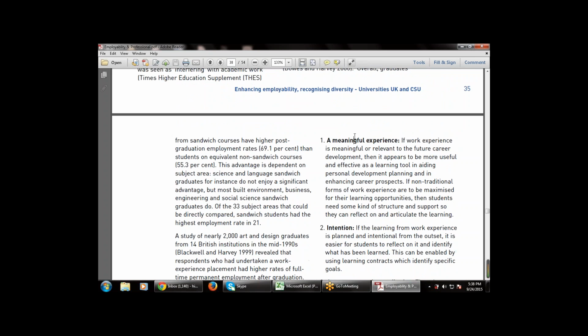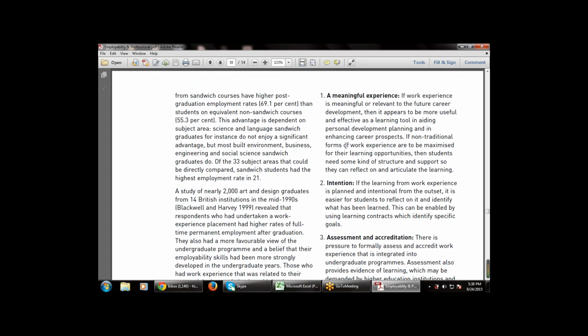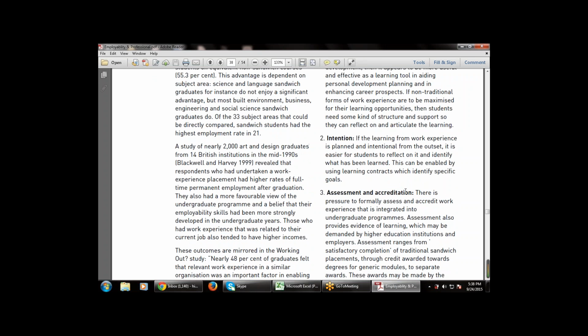So first is a meaningful experience. There should be a proper meaningful work experience, meaningful in relation to future career development. Then the intention, that is the intention is also good for work experience students. Then the assessment and the accreditation. There should be a proper assessment, like your assignments are assessed, and your accreditation is provided by Edexcel.